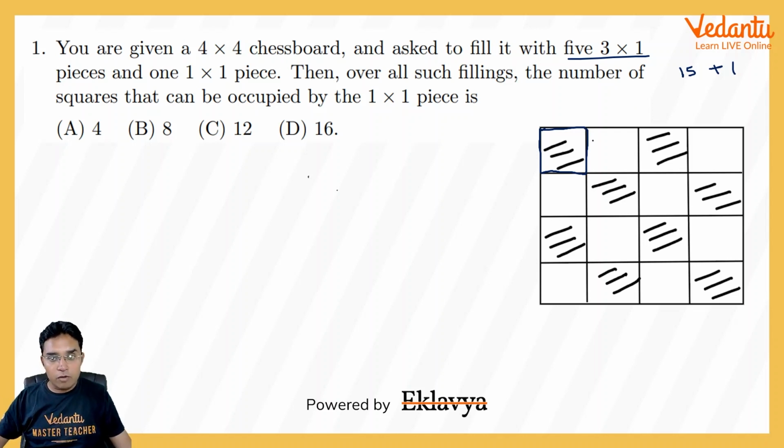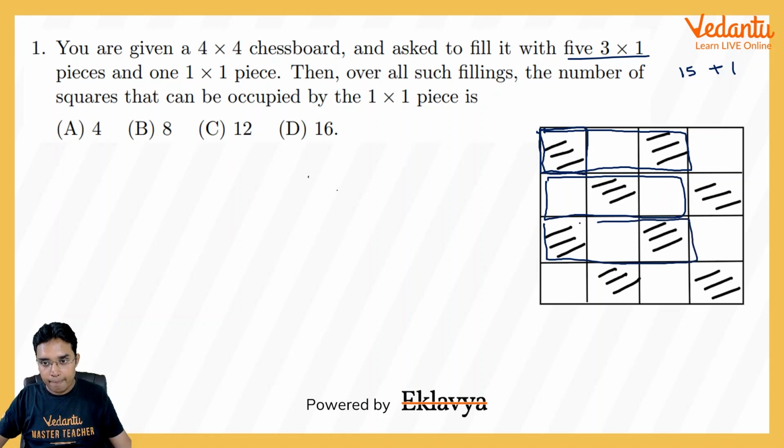Now, one way could be that I start from this corner and put this 3x1 piece here. Then one more 3x1 piece I put here. Then one more here. There is no overlapping as of now. One more here. So 4 3x1 pieces have been used. Now I have 4 boxes in this vertical column, and all of them are empty.